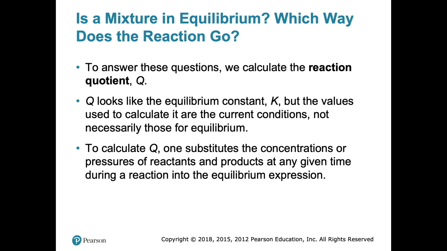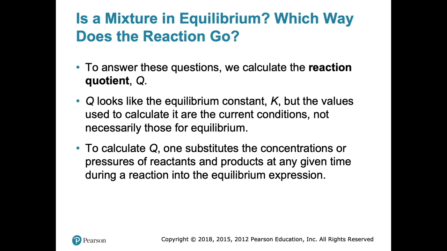To answer these questions, we look at this thing called Q, which stands for the reaction quotient. Q actually looks a lot like K, the equilibrium constant, but you use Q to figure out concentrations at current conditions, not necessarily at equilibrium, but at different points of the reaction.